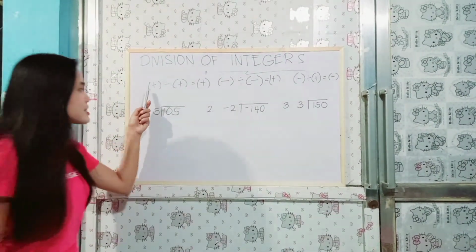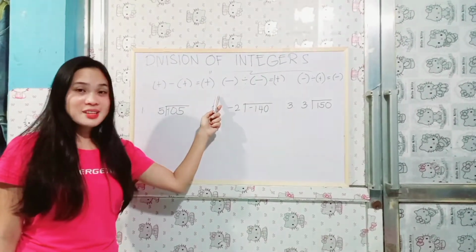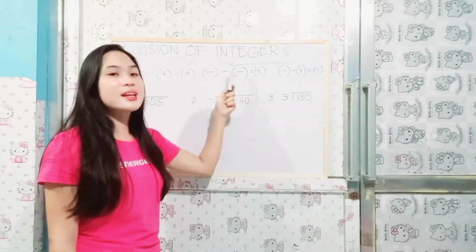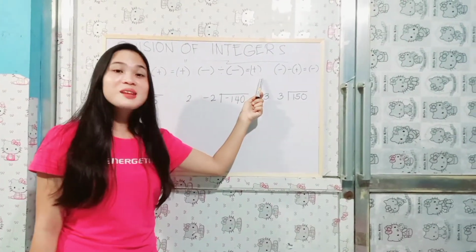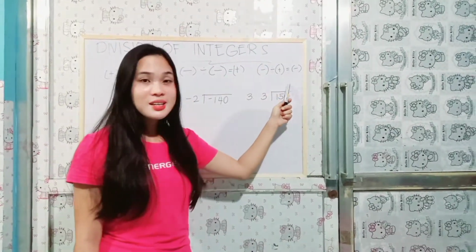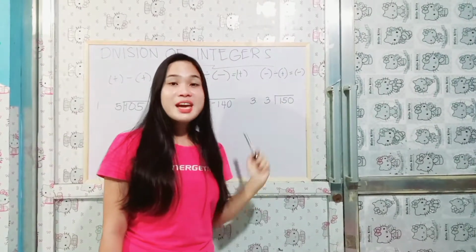So we have here positive divided by positive, the quotient is positive. Next, we have here negative divided by negative, the quotient is positive. Negative divided by positive, the quotient is negative. Why? Because they have different signs.